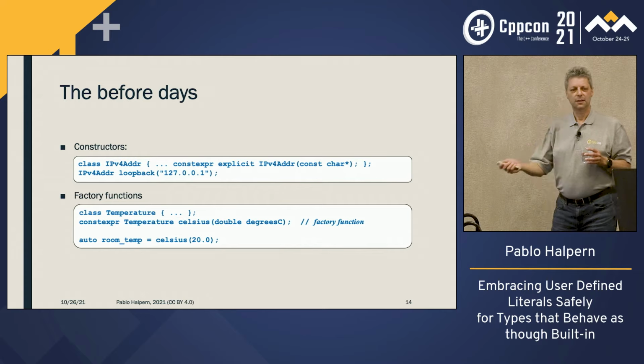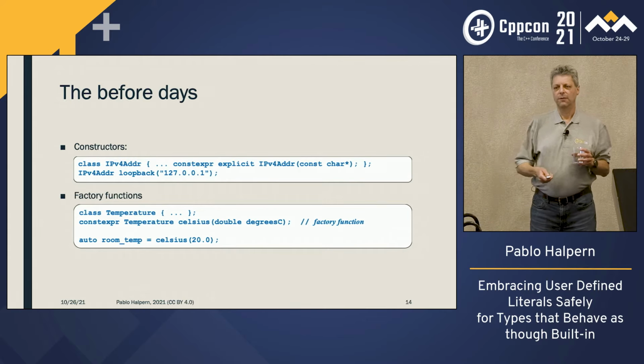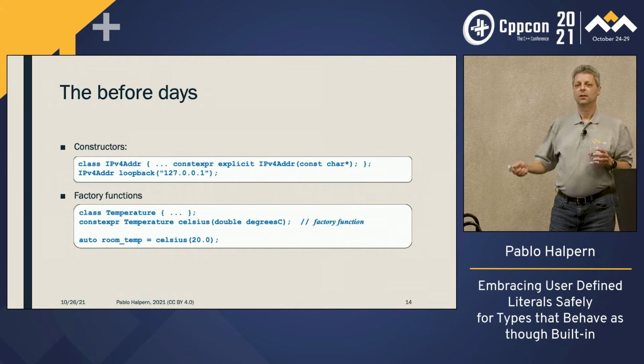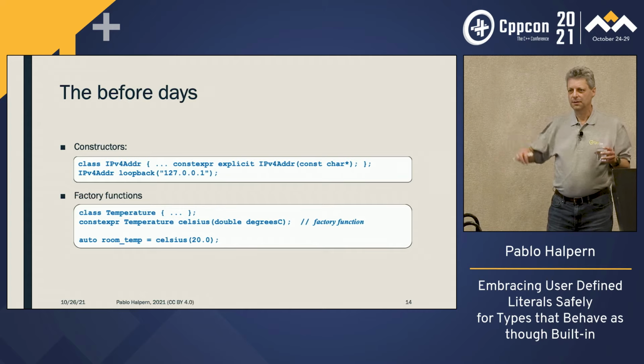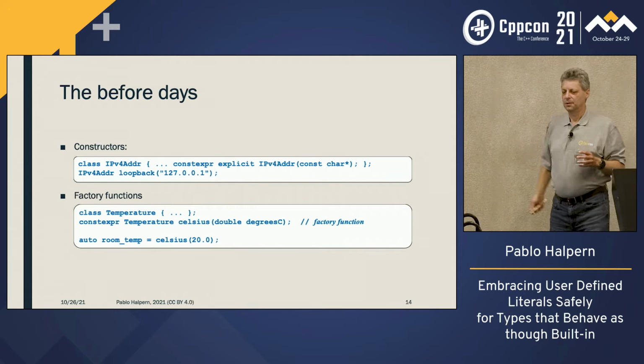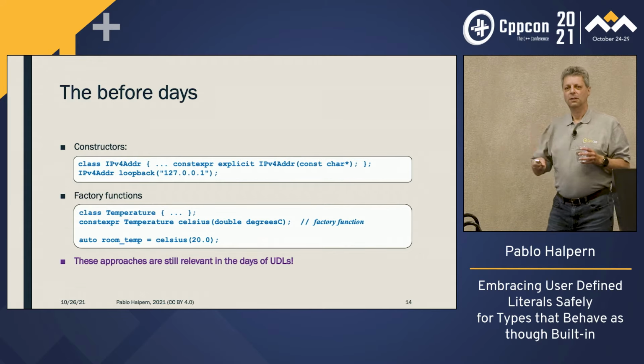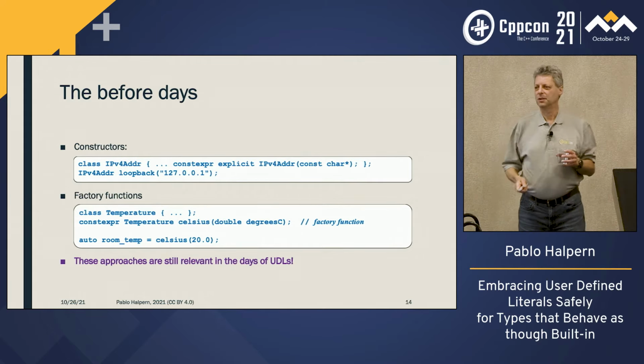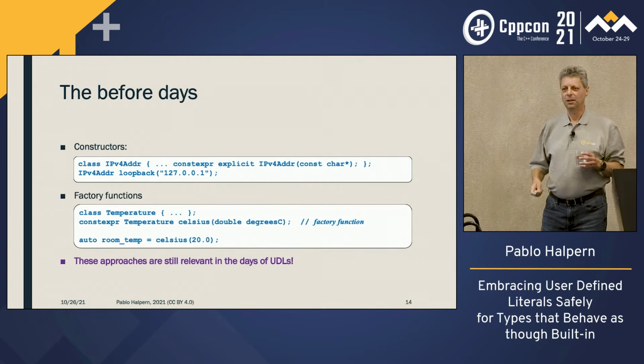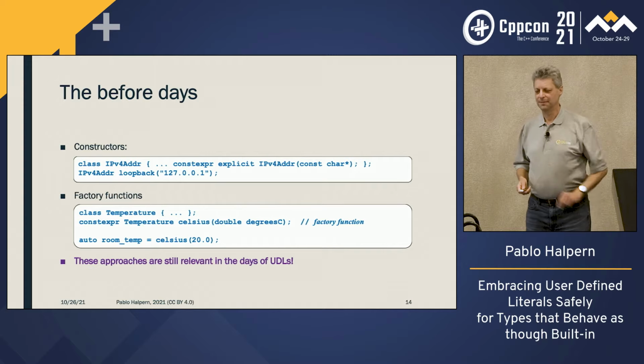So we have a temperature class, and we have a factory function Celsius that returns a temperature. So again, when we use it, it looks kind of like a user-defined literal. It's a number in your program that builds a temperature. Don't forget these. Just because we have user-defined literals doesn't mean you should use them all the time for everything. These are still perfectly valid and excellent ways of constructing something in your program.